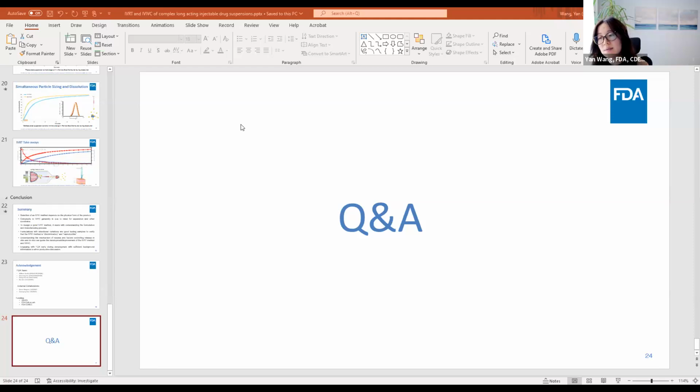And then that's IVIVC. No, thank you. Maybe just one comment. Obviously, with the emergence of long-acting injectables, maybe this is more of a wish list. If you think about it, we have IVIVC guidance, but that's for extended release oral dosage forms and so on and so forth.